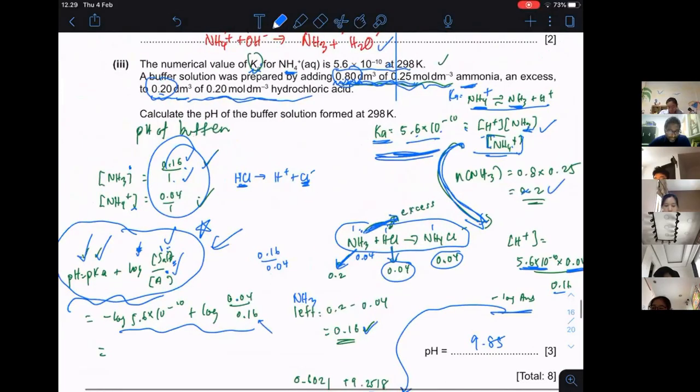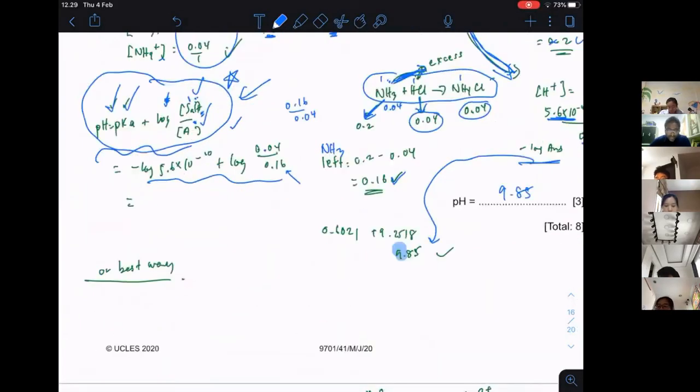If you want to use the formula, please be very certain. We are talking about salt divided by acid. So in this case, you need to be very careful what to select.